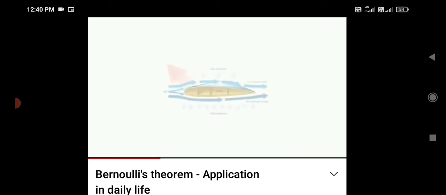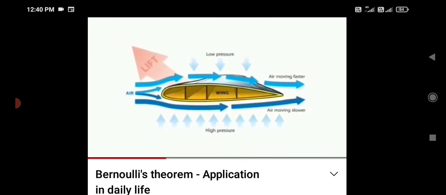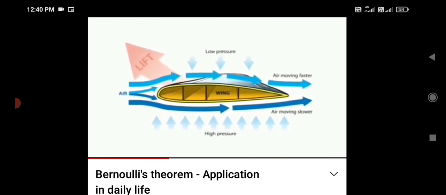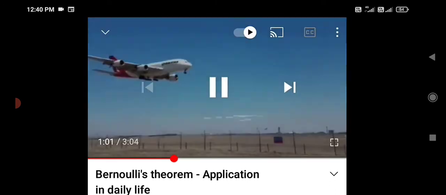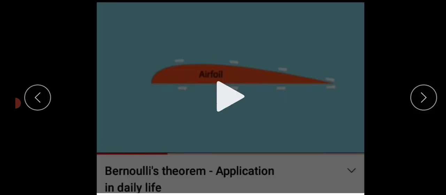The bottom is a more flat surface, so the pressure is more at the bottom. So the high pressure air at the bottom pushes the aeroplane, and automatically the aeroplane will lift. Low pressure, high speed air is at the top. High pressure, low speed air is at the bottom of the aeroplane. So it lifts up in one direction. That is one application.